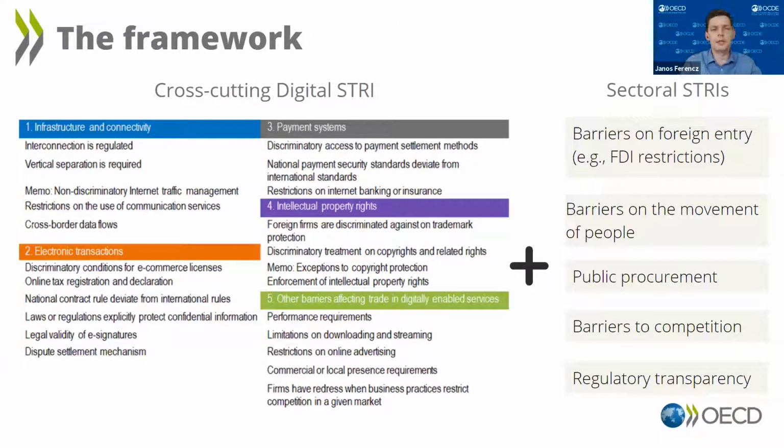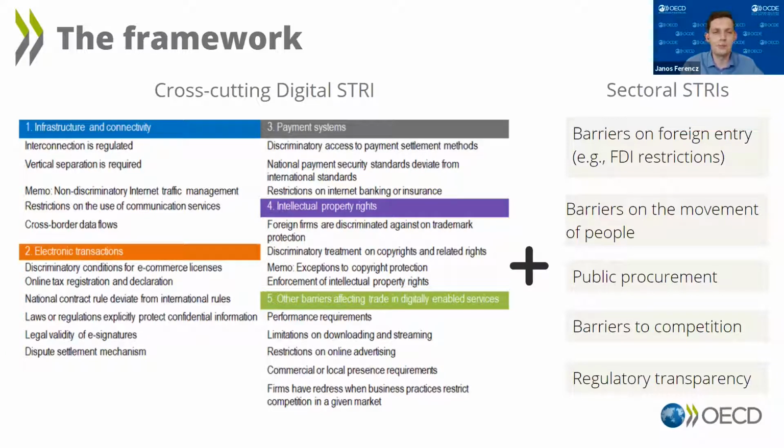And the way to look at the digital STRI is really as a function of the other STRIs, where we look at the cross-cutting or horizontal barriers. So that means that when you look at barriers to digital trade, a lot of those barriers are actually sector-specific. And what we wanted to achieve in the digital STRI is to gain a horizontal, economy-wide picture first. And then, of course, we also have the standard sectoral information in other STRI sectors, where we can look at sector-specific barriers on foreign investment, movement of people, public procurement, barriers to competition, etc.